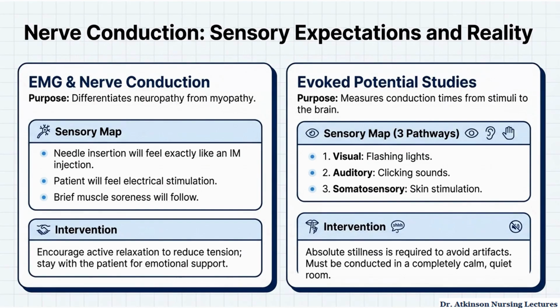EMG and nerve conduction studies help differentiate neuropathy from muscle disorders. Patients should be educated that the needle insertion during EMG testing feels similar to an intramuscular injection. Some temporary soreness afterward is expected. Nerve conduction studies use mild electrical stimulation to evaluate how effectively nerves transmit signals. Evoked potential studies measure conduction times from sensory stimuli to the brain. Depending on the type, patients may see flashing lights, hear clicking sounds, or experience mild skin stimulation. A calm environment and minimal movement are important during all of these studies.